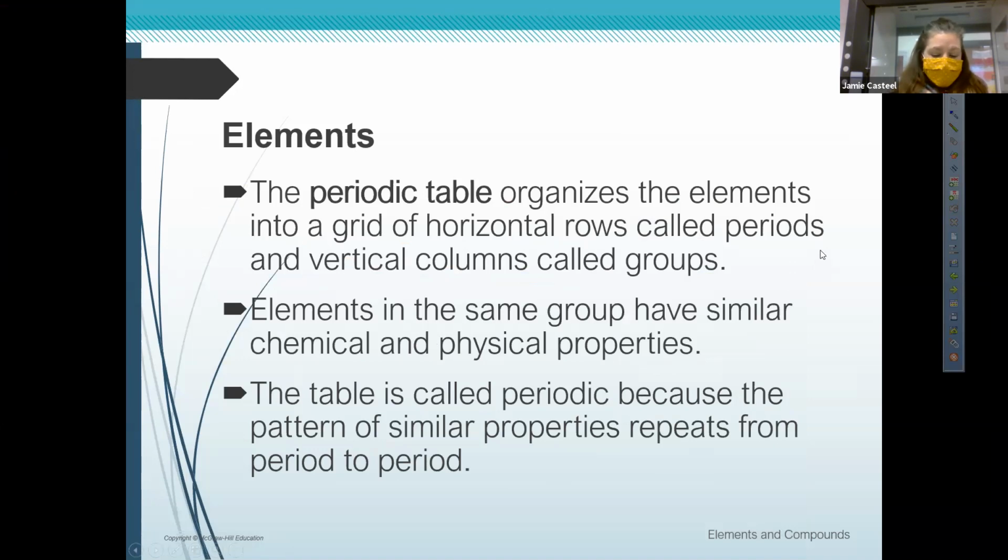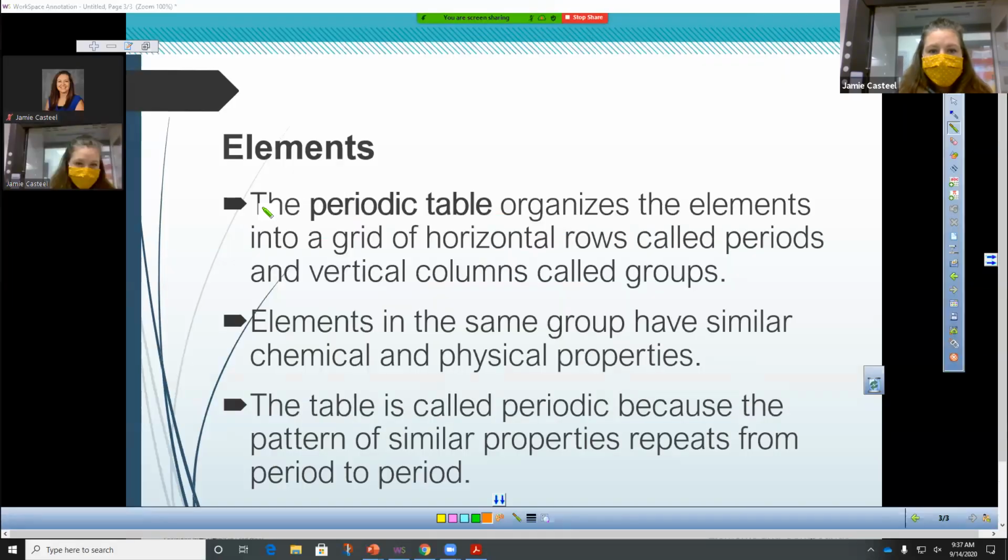All right. What is the periodic table? It organizes our elements into a grid of horizontal rows that we call periods and vertical columns that we call groups. Horizontal rows called periods and columns that we call groups.